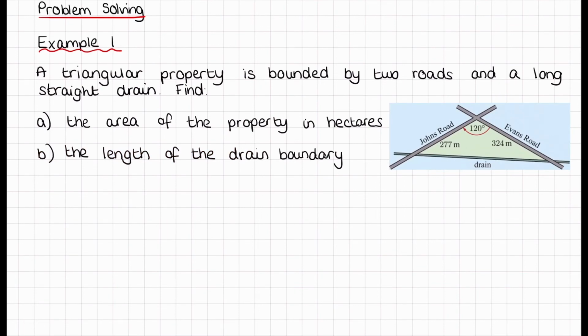This example, we've got a triangular property bounded by 2 roads and a long straight drain. We want to find the area of the property in hectares, then the length of the drain boundary.